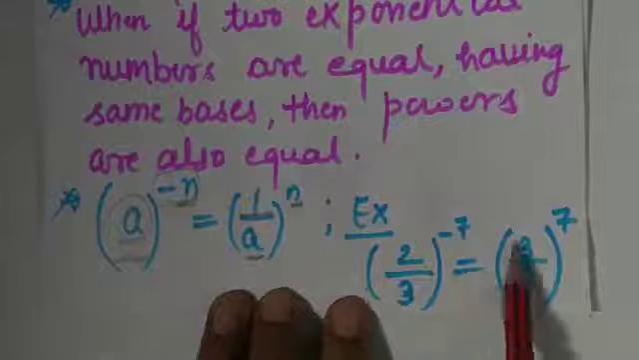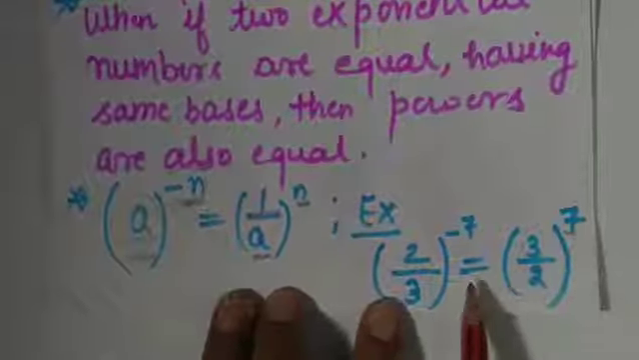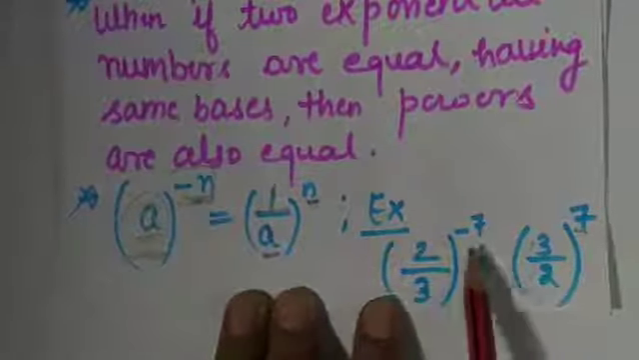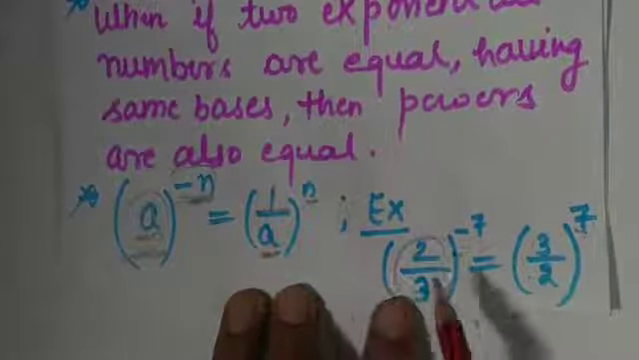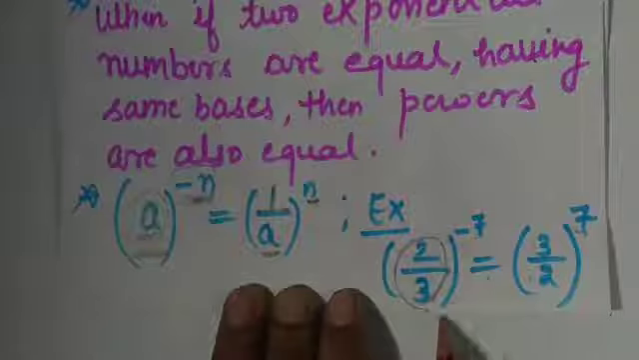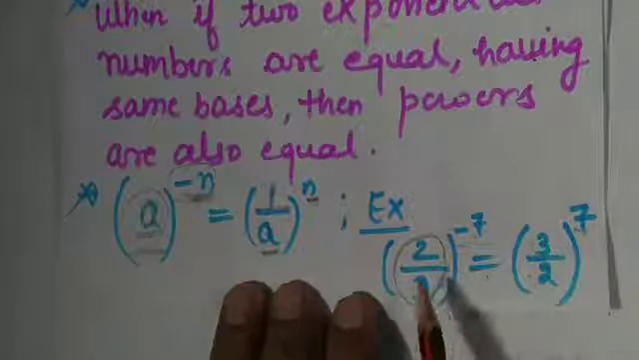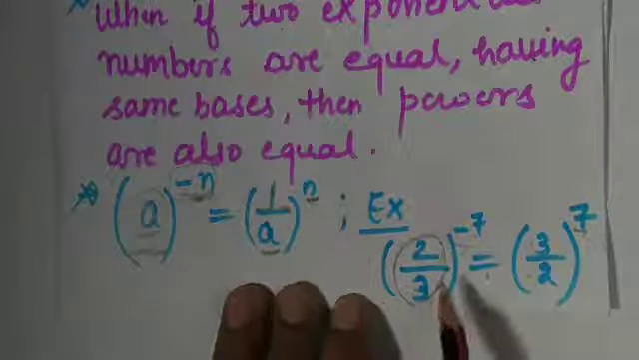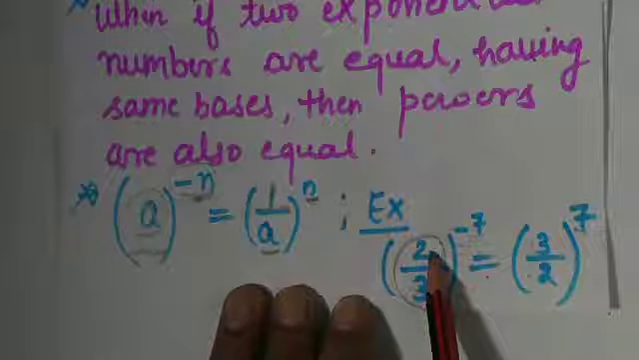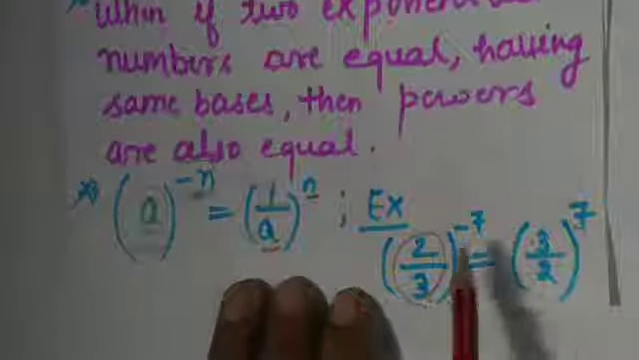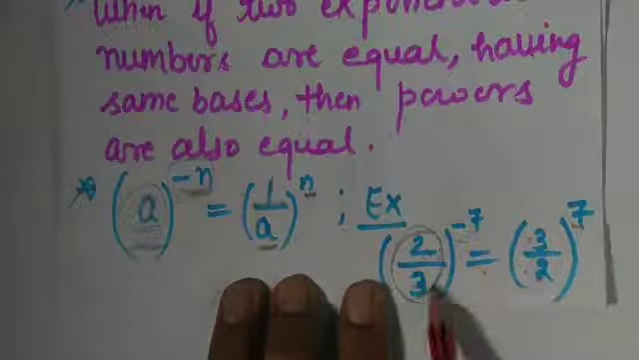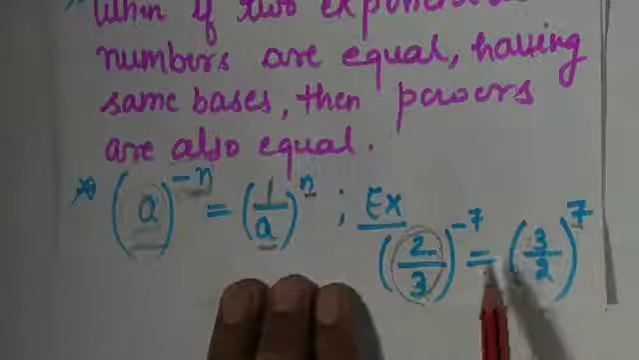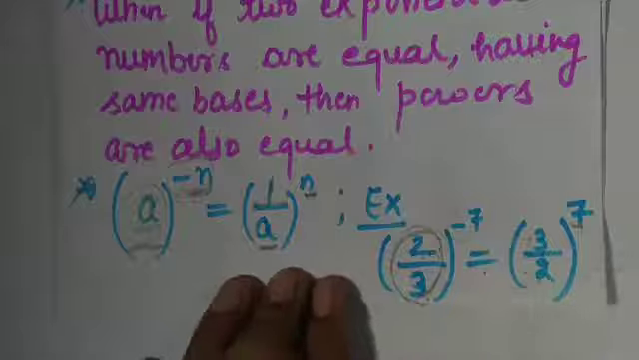So that is equal to (3/2) raised to the power 7, because I have converted this negative power into positive. For that I have taken the reciprocal. Reciprocal, this also we have learned in the chapter fractions and decimals. Reciprocal means the numerator and denominator get interchanged: the numerator will become the denominator and the denominator will become the numerator. That is the reciprocal.